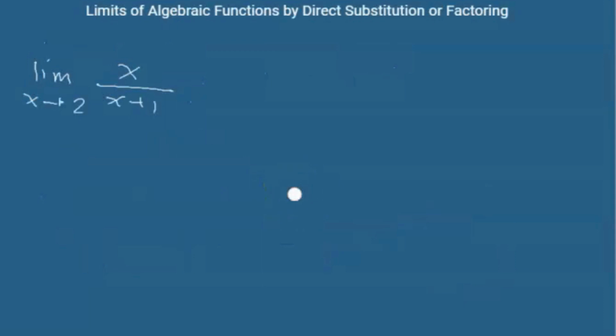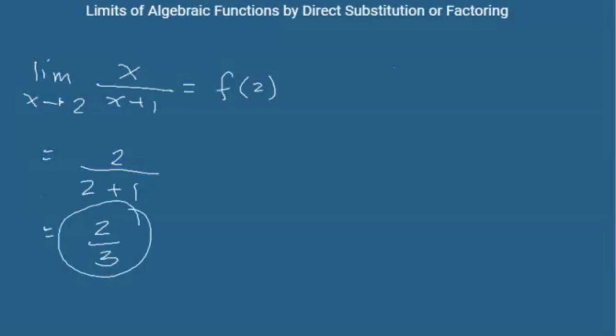Next, we have the limit of x over x plus 1 as x approaches 2. You may pause this video to do this on your own, and then we'll check. So by substitution, this will be equal to f of 2. So let's substitute 2. So this will be 2 over 2 plus 1. So the answer to this limit is 2/3.